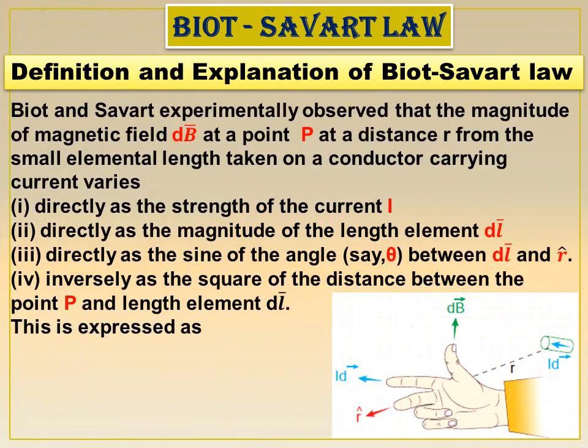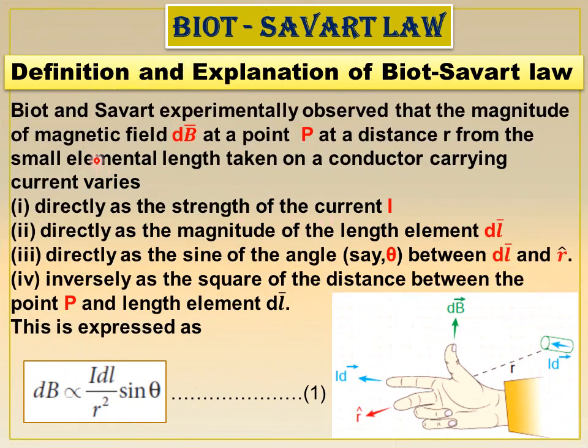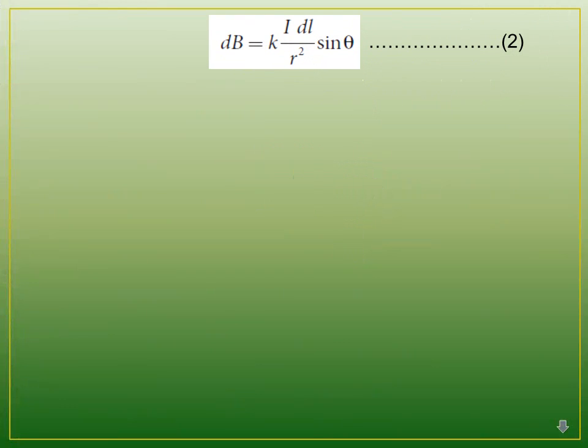Now, according to the law, there is an expression. It shows the magnetic field dB is directly proportional to the strength of the current I, directly proportional to the magnitude of the element length dl, and directly proportional to the sine of the angle between dl and r. Then it is inversely proportional to the square of the distance between the point P and the length element dl. From this, dB is proportional to I dl sin theta by r square. If we use a constant K, then we can write dB is equal to K into I dl by r square into sin theta.